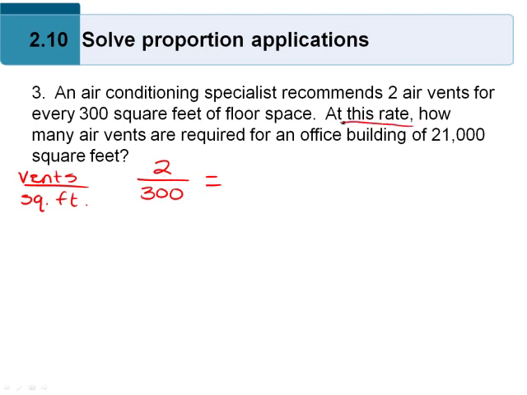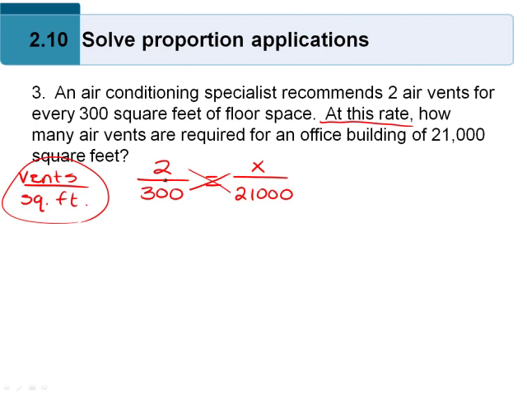And then there's those 3 words again. At this rate, how many air vents? Well, we're looking for the vents, so that's going to be X on top, would be required for an office building of 21,000 square feet. So that's the square feet. That's going to go on the bottom. If you have problems setting it up, writing out the words is probably the best thing to help you get it set up correctly. Vents, and that is an E, even though it looks like Vince.